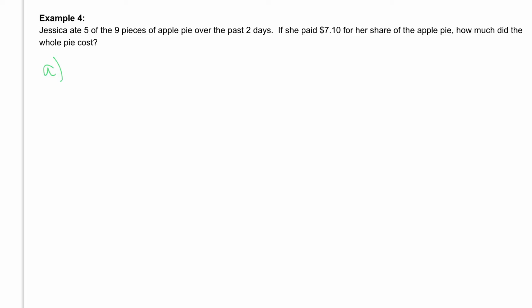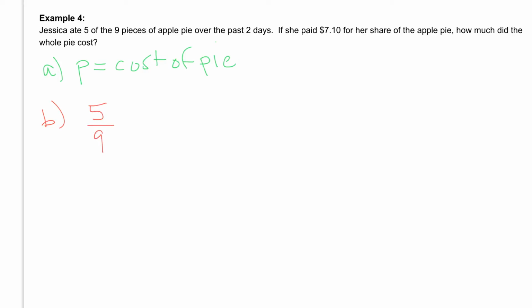So we can let P equal the cost of the pie. Then in part B, we need to come up with our equation. If we take a look here, Jessica ate 5 of 9 pieces. 5 of 9 pieces means we have a fraction, and that fraction is 5/9. So I'm going to start with my fraction 5/9.